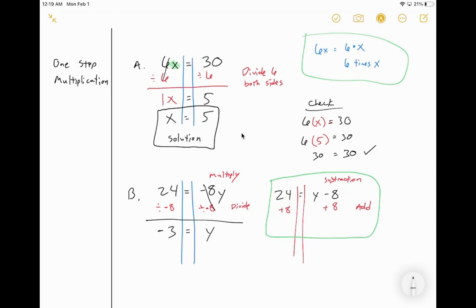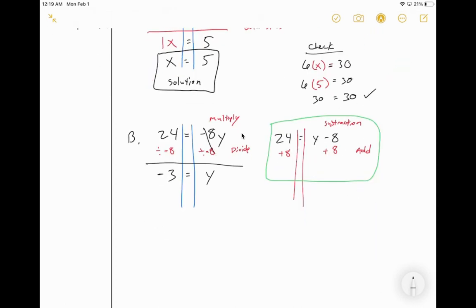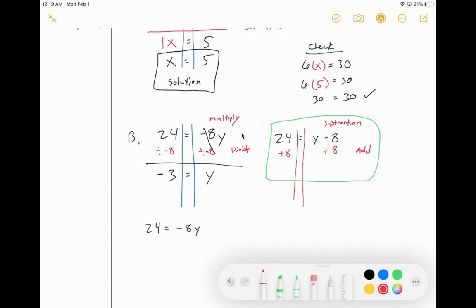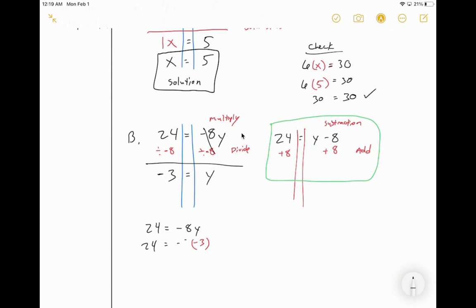Okay? All right, so let's check it like we always do. Let's do my check right here underneath. 24 is equal to negative 8y, but instead of y, I'm going to put negative 3. So is 24 equal to negative 8 times negative 3? Yes, it is, right? That's positive. Negative times negative is positive. So that checks out. So I can say with confidence that is my final answer. So these ones actually get a little bit complicated. So let's go over another one that's just like this.